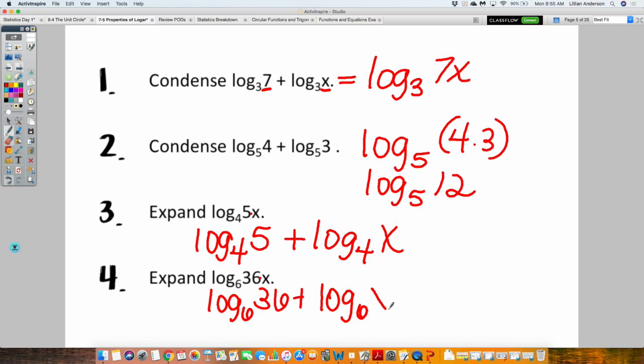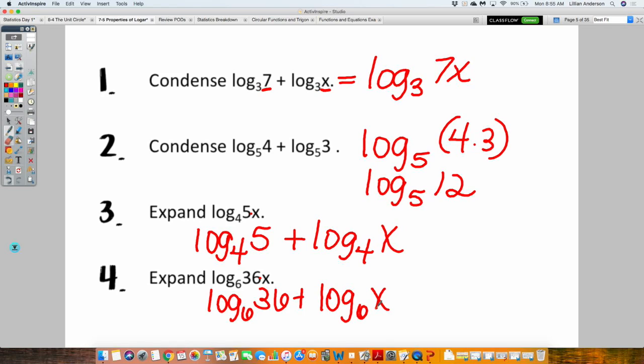Very good. Now, sometimes when you're condensing, wait, I'm sorry. Give you guys a second to write that down. Are we good? Now, sometimes when you're condensing or sometimes when you're expanding, you'll get a log that you can actually evaluate, like this one. Log base 6 of 36 actually simplifies to be a number.